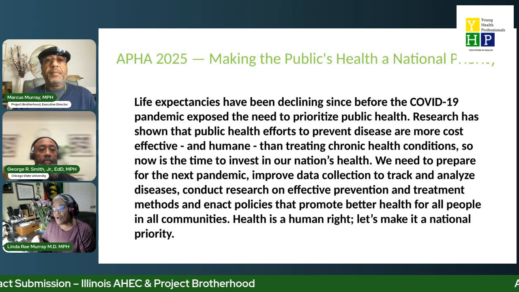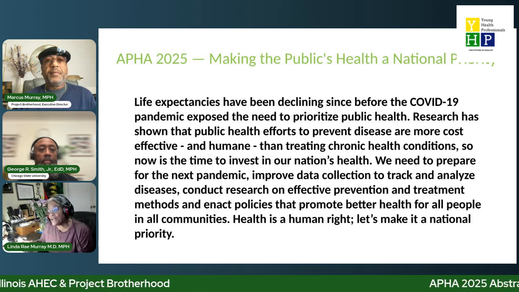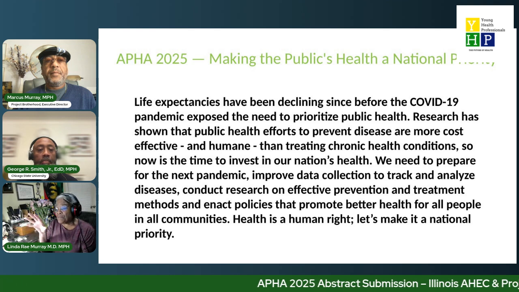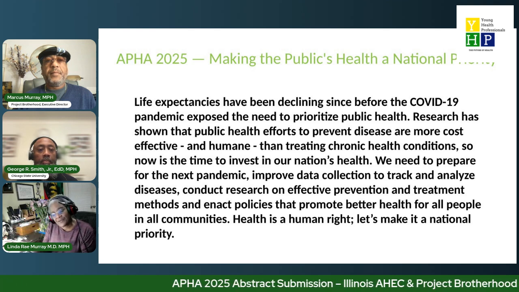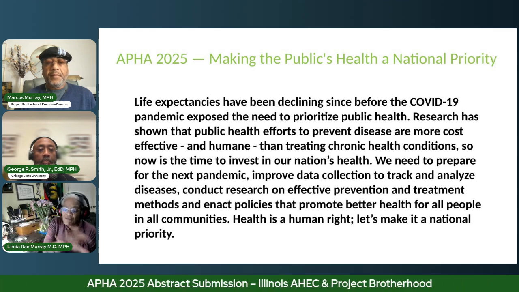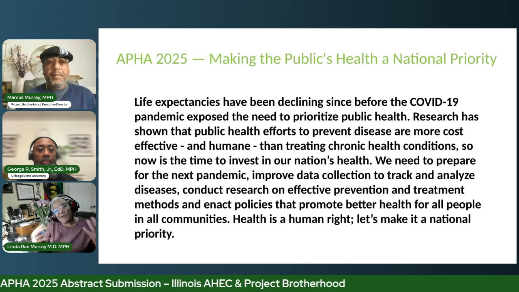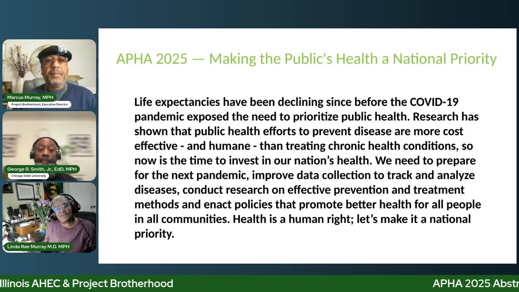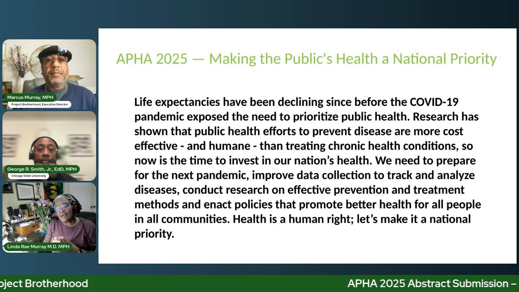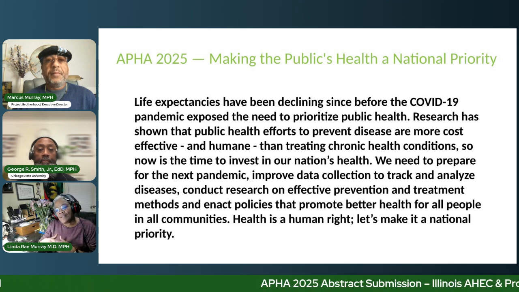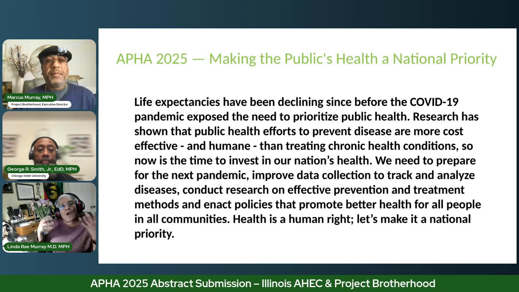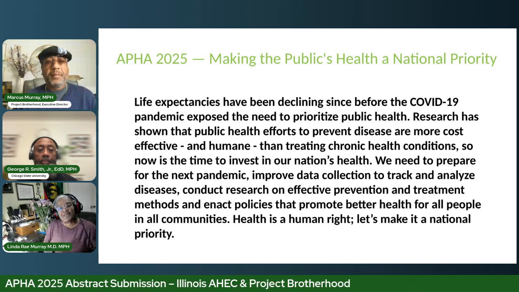So here's our theme for this year. I see the slides are a little covered up: making public health a national priority. What they're basically saying is that especially since COVID, though not because of it, and even before COVID, the health of the nation has been going down. Life expectancy has been dropping. That's not a good thing. And the inequities between people's health have been getting wider. So our health as a country has been getting worse.